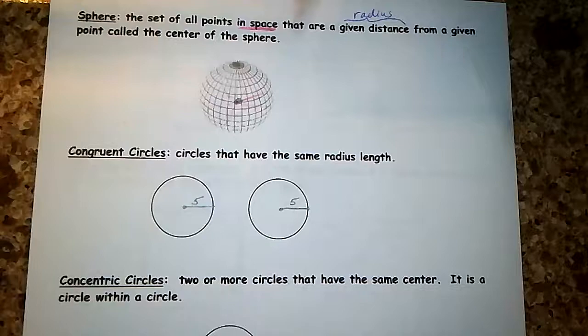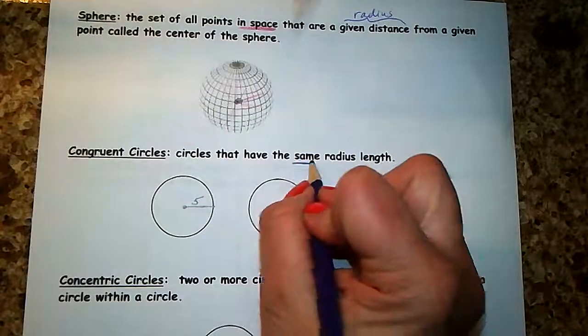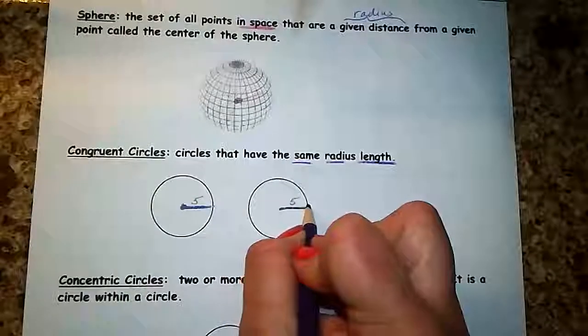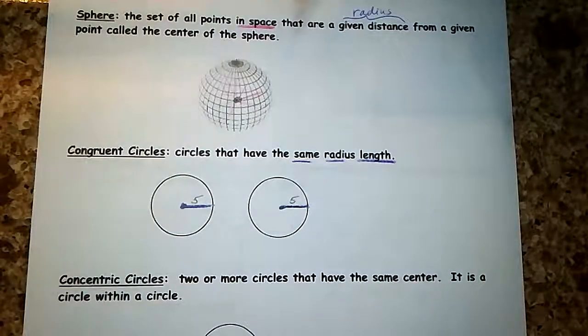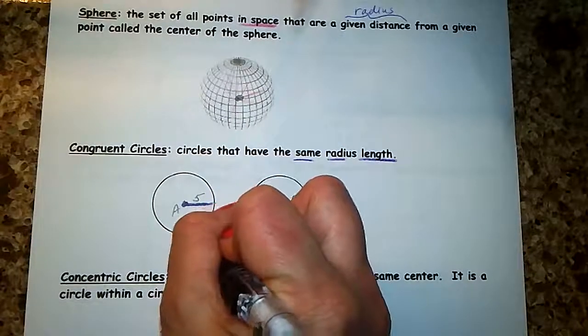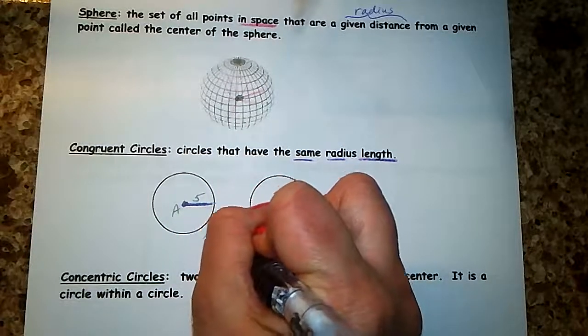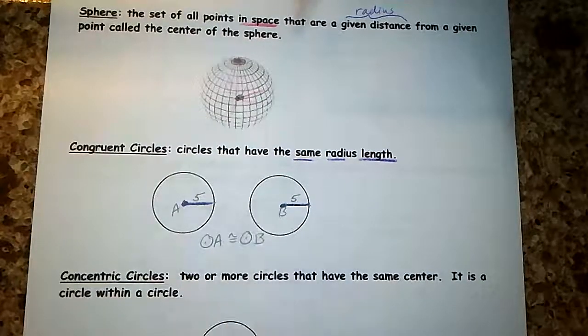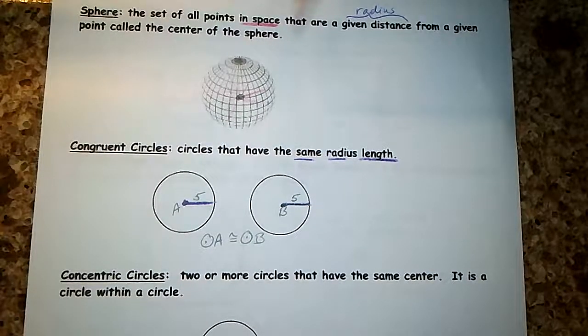Basically, congruent circles are circles that have the exact same radius length. So in this picture right here, these two circles are going to be congruent because they both have a radius of 5. So I can say that circle A is going to be congruent to circle B. The circles are congruent because they have the exact same radius length.